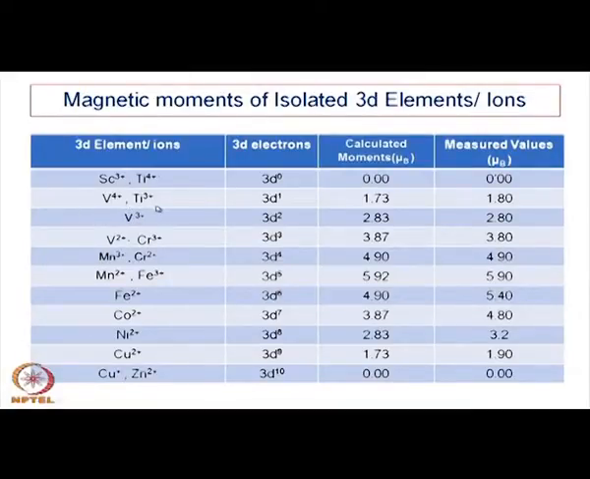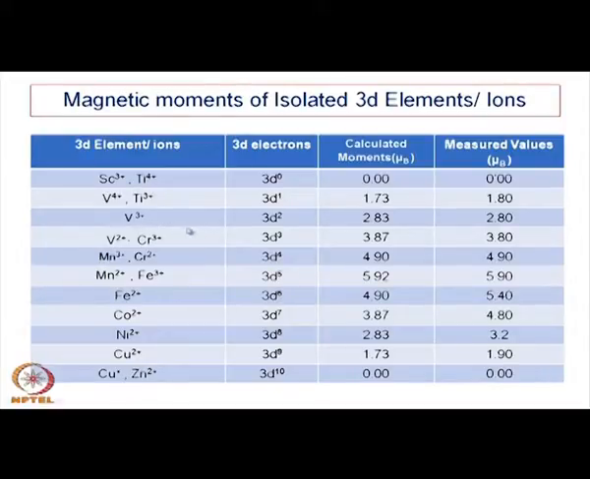Vanadium 4+ and titanium 3+ are 3d1, and the calculated magnetic moment is 1.73 by the formula which you have shown earlier, mu B into the square root of S into S plus 1. If you do that, 1.73 is the calculated value, and the experimental value is very close to that. Okay. So, it is 1.80.